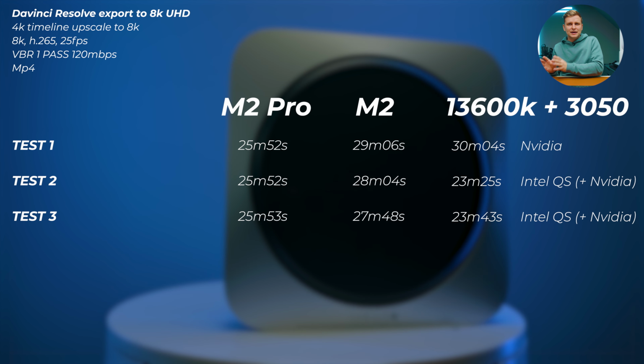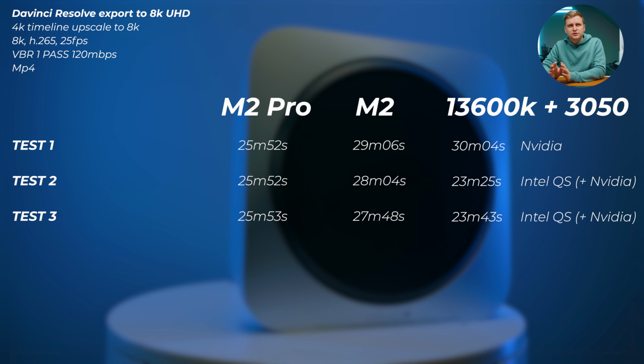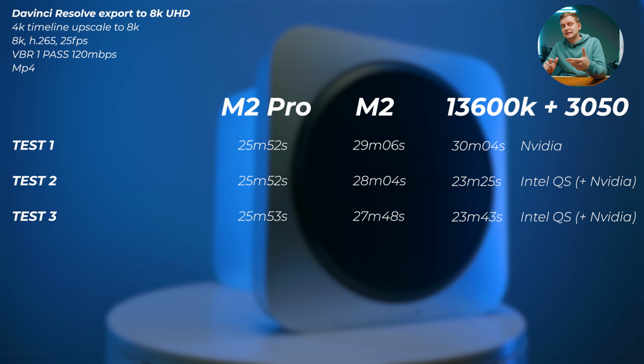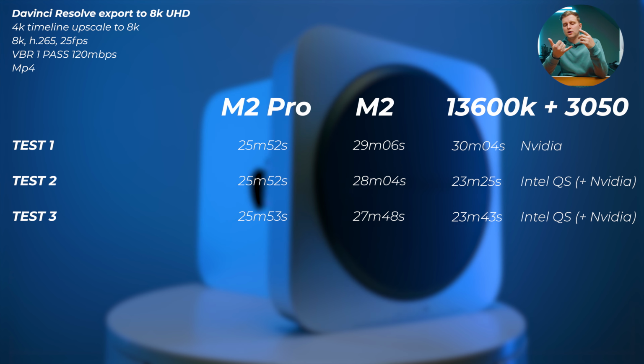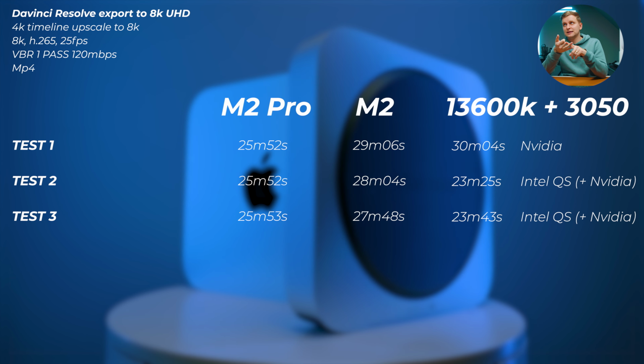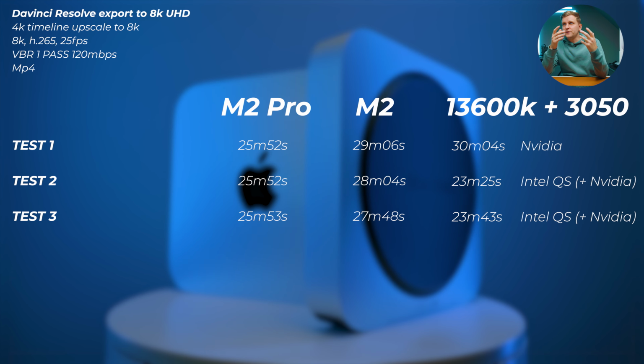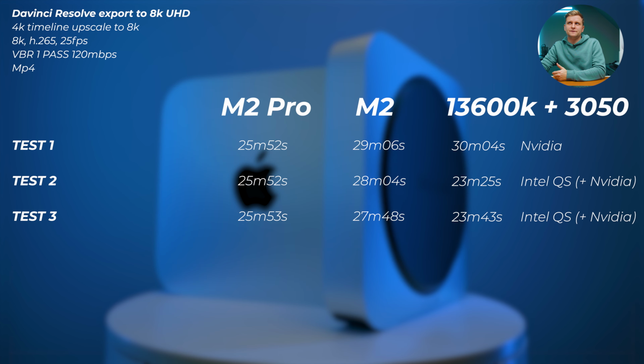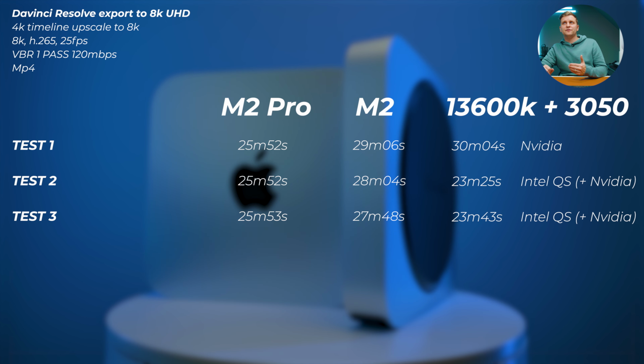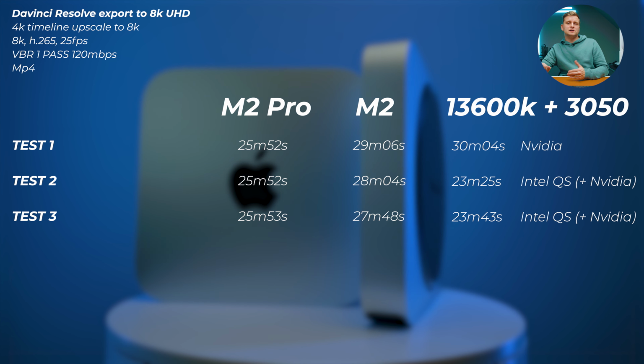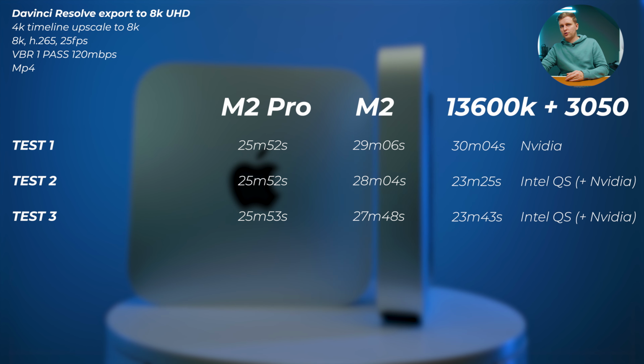Now, when we're looking at the PC, there were a few options of encoding settings for a PC, because you can go Nvidia plus QuickSync, and then QuickSync alone. So first I did an Nvidia test, and the first test was 30 minutes and 4 seconds, which is actually slower than the M2 and M2 Pro.